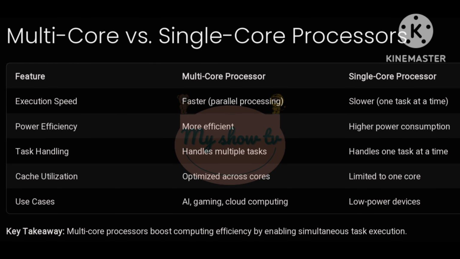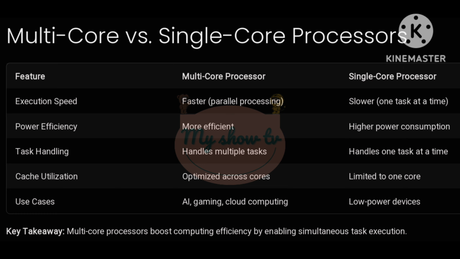Slide 4. Multi-core versus single-core processors. With increasing demands for high-speed computing, single-core processors became inefficient in handling modern applications. This led to the development of multi-core processors, which integrate multiple processing units, cores, on a single chip to enable parallel processing and improve overall system efficiency.